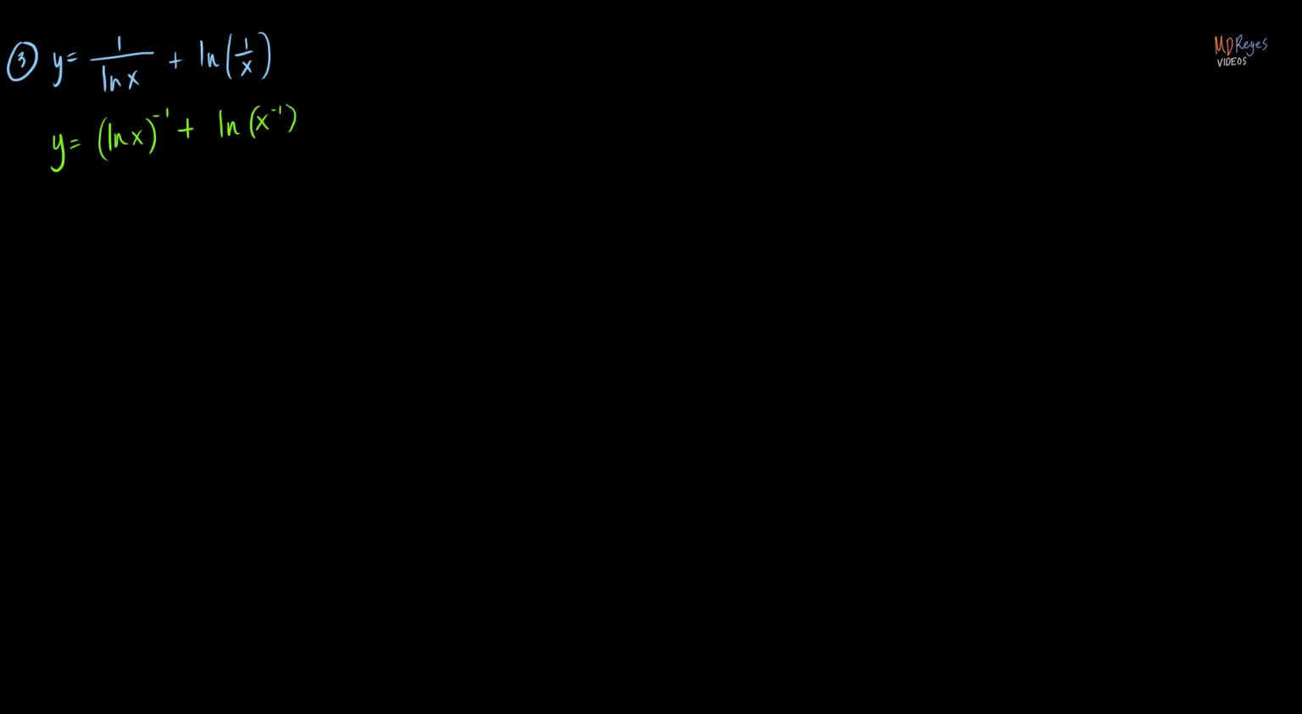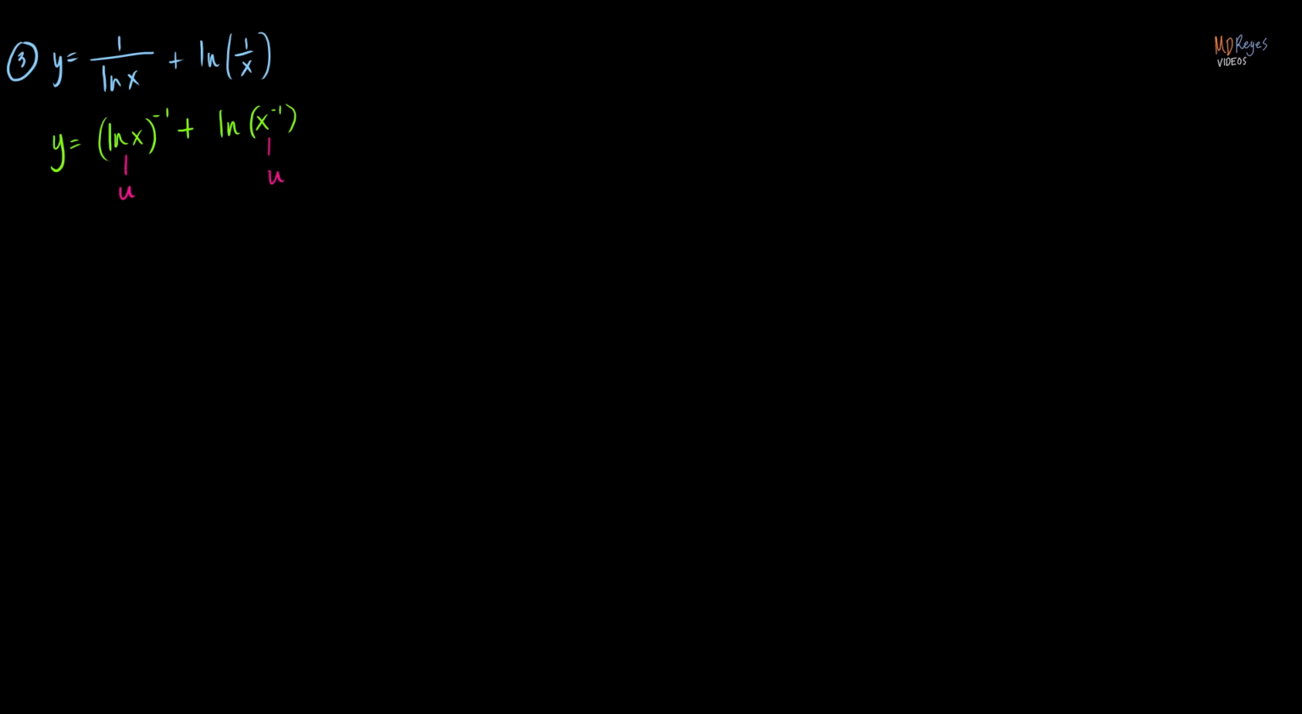So these two are different things. In the first term, ln of x is raised to negative 1. In the second term, only x is raised to negative 1. To differentiate the first term, we need the general power rule, where u is the base ln of x. This is u. And then for the second term, we need to use the formula for the derivative of ln of u, where u is x raised to negative 1.